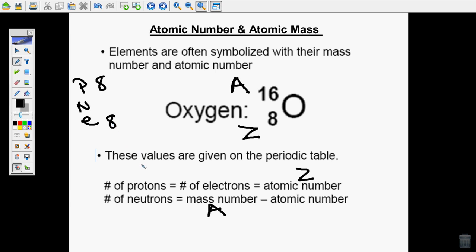And our number of neutrons is equal to the mass number, or the A number, minus the atomic number, or the Z number. So if we take the A number minus the Z number, in this case 16 minus 8 gives us 8 neutrons.